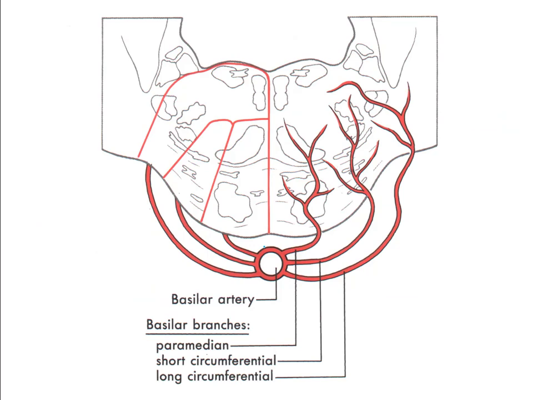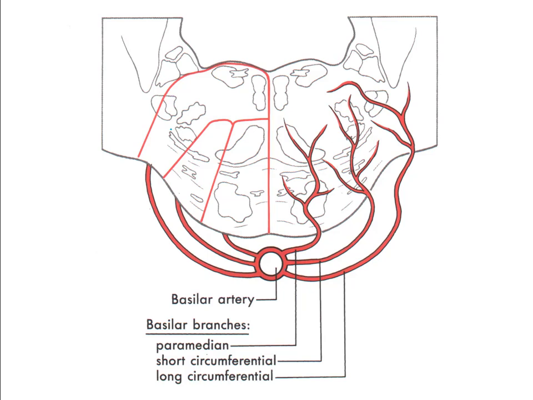In doing so, they basically follow this basic rule, that there are what we call paramedian penetrators, then short circumferential and long circumferential. So you basically divide this brainstem into 3 wedges. One close to the midline, one very far lateral, and one in between. And each one of those wedges can be susceptible to a small embolic infarct.